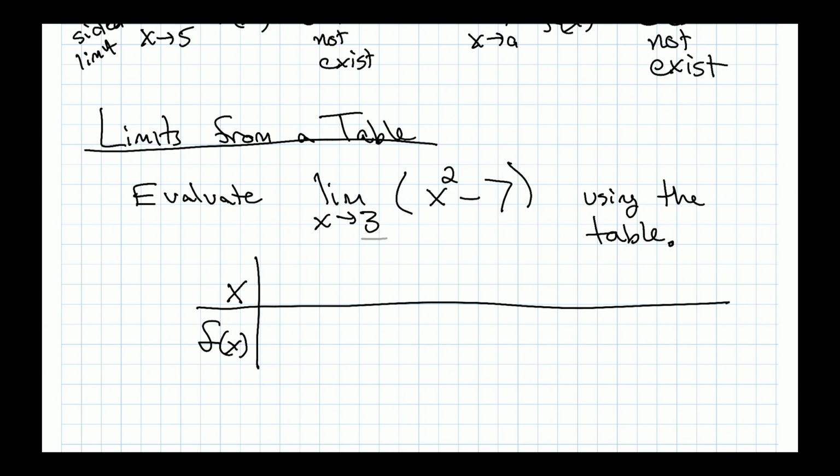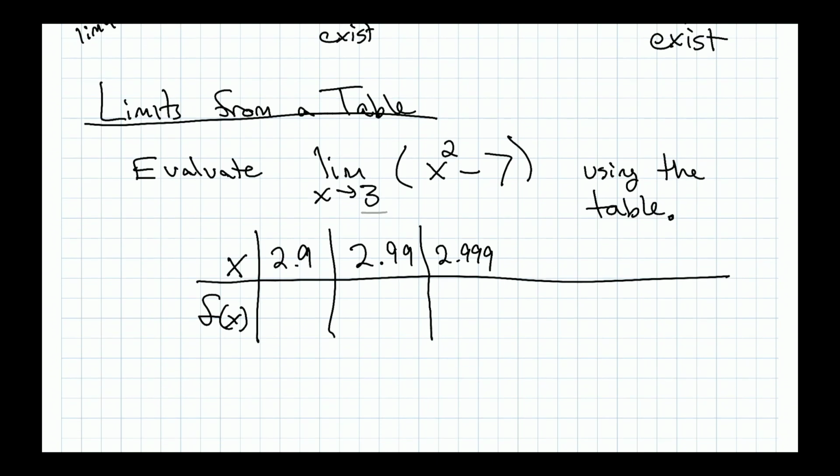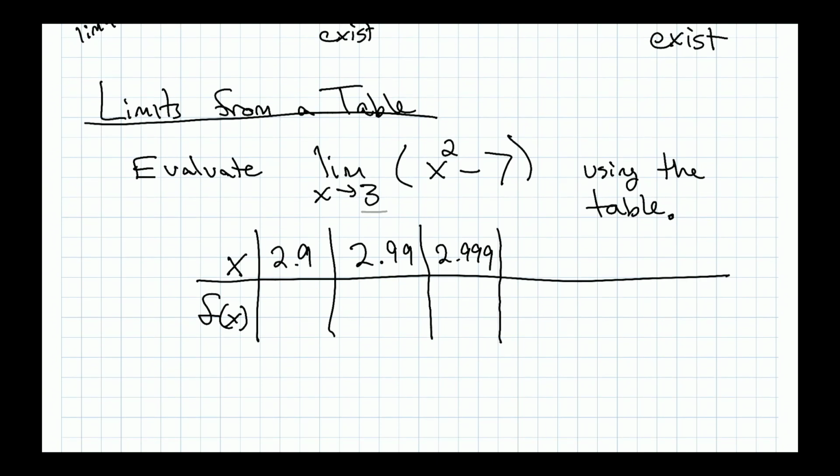Well, all you have to do is say, well, what if we did this? What if our x values went 2.9? That's kind of close to 3, right? But we need to get closer to 3. 2.99. Okay, that's pretty close to 3. Can we get closer to 3? 2.999, right? Now that's really close to 3, so maybe that's enough.